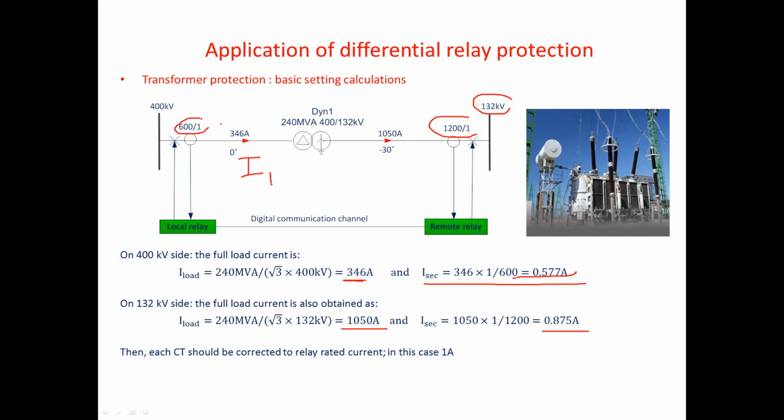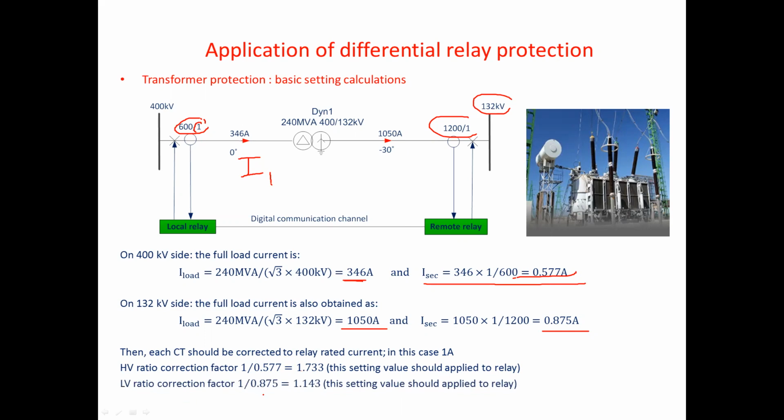Now each CT should be corrected to the relay rated current. In this case, because our relay secondary current is 1 amp, we have to divide by 1. So the HV ratio correction factor will be 1 divided by this value, which is 1.77, and the LV ratio correction factor will be 1 divided by this value, so that 1.1 portion. This setting will be entered into the relay. So this is just the basics, but we also have to consider the earthing resistor and neutral resistor calculation. Hopefully this gives you just the basics of differential protection.